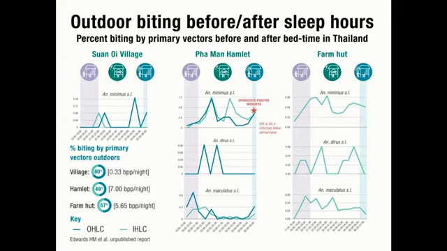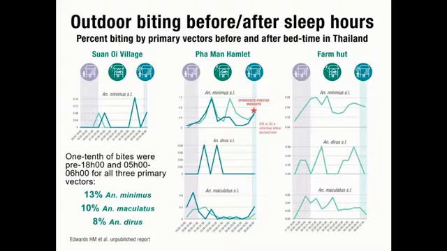There was considerable variation in biting times of minimus between ecological sites. You can see that approximately 1/10 of the bites occurred an hour prior to sunrise or after sunset for all 3 primary vectors. However, this proportion could be higher if biting occurred between 6 a.m. and 5 p.m., when we weren't doing our collections, as we're unable to measure during that time.